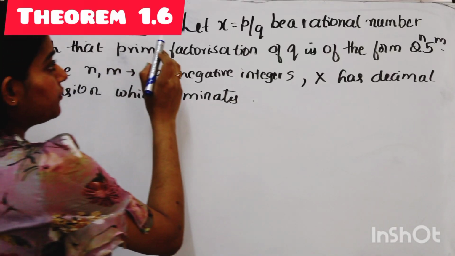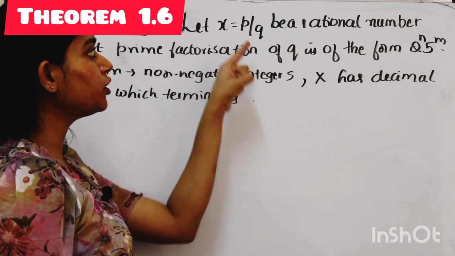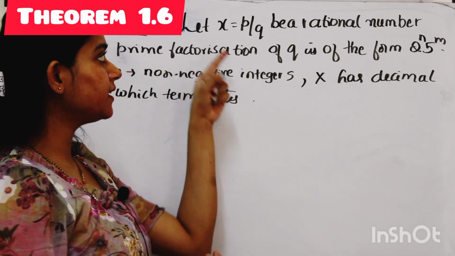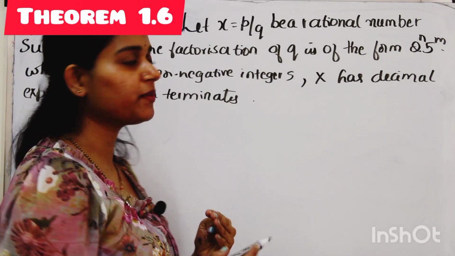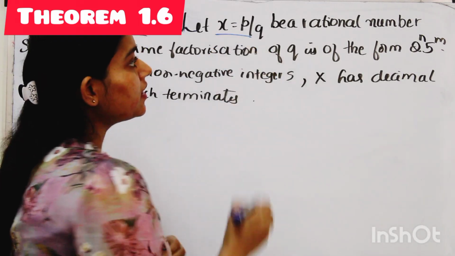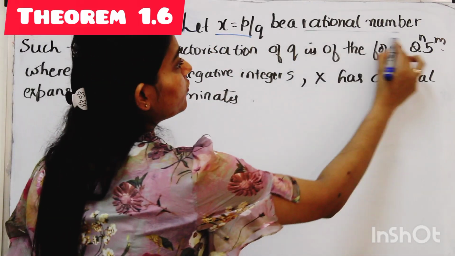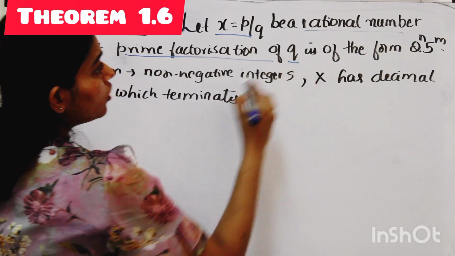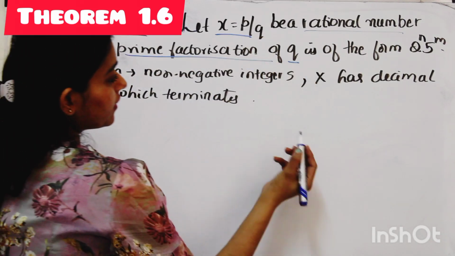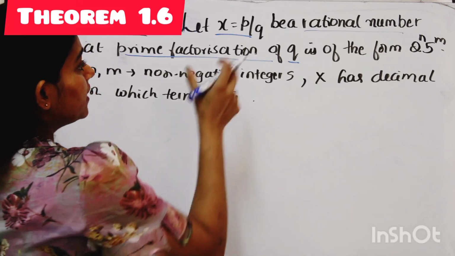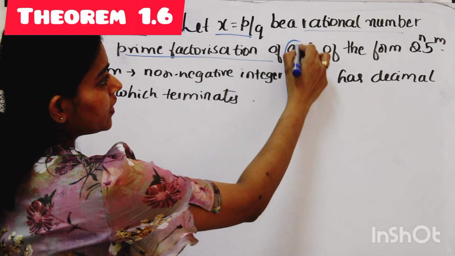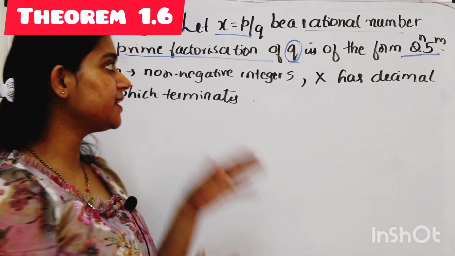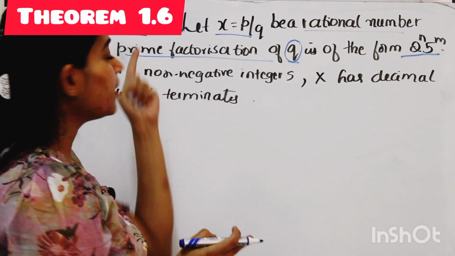Theorem 1.5. Let x is equal to p by q be a rational number. Yes, you know that a rational number is written in the form of p by q. So x is a rational number in the form of p by q, such that the prime factorization of q is of the form 2 to the power n into 5 to the power m. See, this theorem is similar to 1.4.